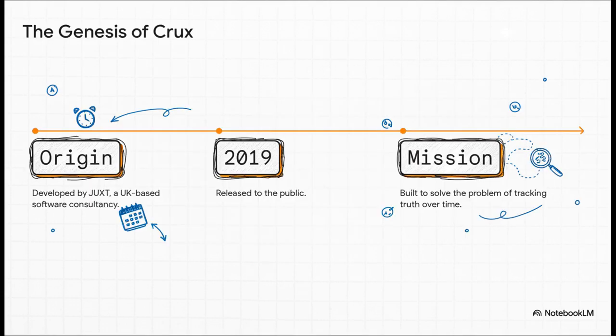And that's exactly where Crux comes into the story. It was developed by a software consultancy called Juxt and came out in 2019. The whole reason for its existence was to tackle this exact problem. It's a database that was built from the ground up with this idea that, you know what? The history of our data is often just as critical as what it looks like today.